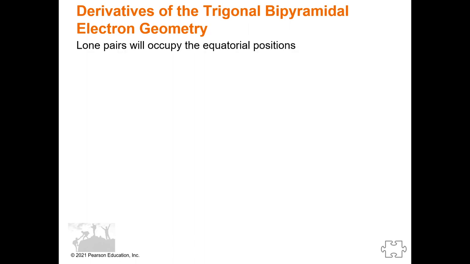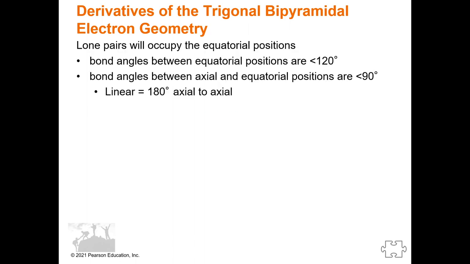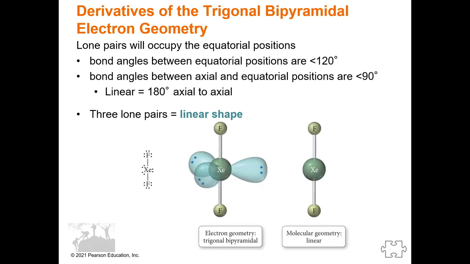Now what happens when you need to add another lone pair? So we have three lone pairs. That gives us a linear shape. All of the lone pairs occupy all of the equatorial positions. So we just have the central atom and our terminal atoms in the axial position. So now take a look. Our molecular geometry is linear. Our electron geometry is still trigonal bipyramidal because of the five electron groups.